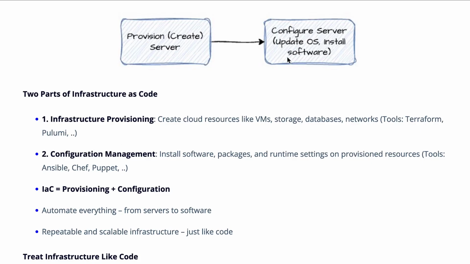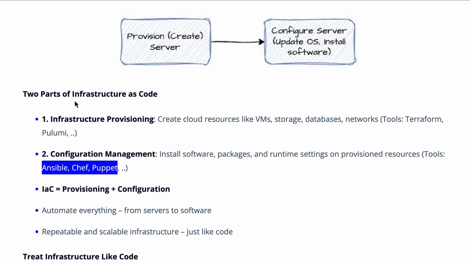Once a server is created, you'd want to configure the software. You'd want to install packages. You'd want to install patches. You might want to configure an OS setting. All that can be done through software like Ansible, Chef, and Puppet. These are configuration management software.